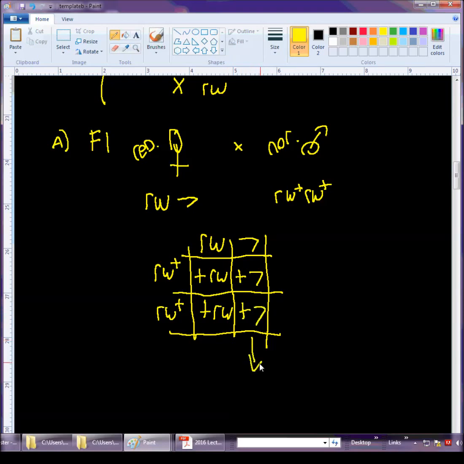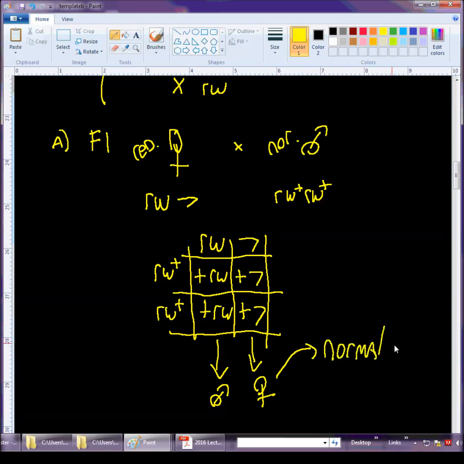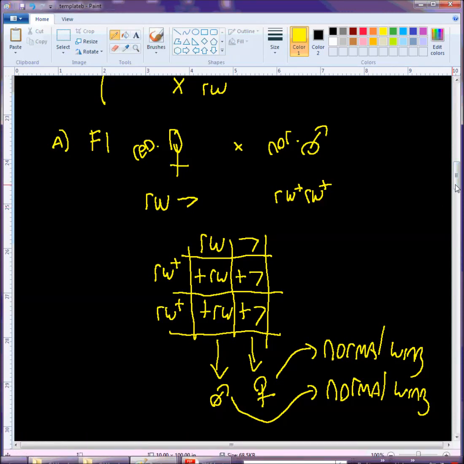Okay, so these are the females. Remember, the females have the X and Y genotype. And these are the males, 2 X chromosomes. And we can see all of the females have wild type phenotype, so they have the normal wing phenotype. And all of the males here also have the normal wing because it's a recessive mutation, and the wild type allele is dominant to the recessive mutation. So all of the progeny from the F1 cross have normal wings if the female is the heterogametic sex.